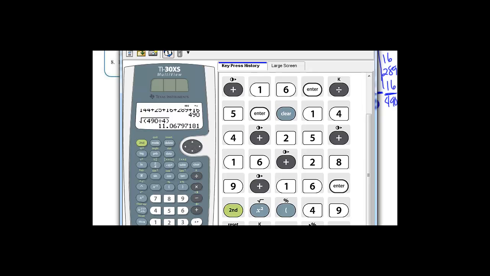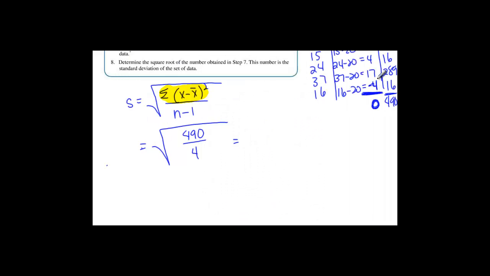We're going to round this to 1 decimal place. You'll be instructed in your homework how many decimal places to use, but since our data set included integer values, let's at least go 1 decimal place out, which would be 11.1, and that's your standard deviation for that data set.